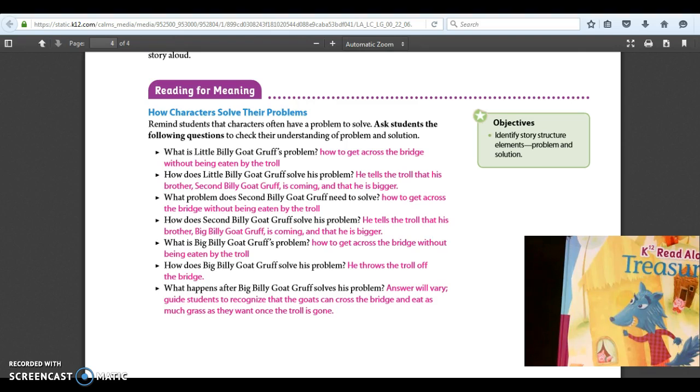Now, what happens after Big Billy Goat Gruff solves his problem? What happens then? If you told your learning coaches that now the goats can cross the bridge and eat as much grass as they want because they don't have to worry about that troll anymore because he's been thrown off the bridge, you are correct. Learning coaches, if your students had a hard time figuring out the different problems and solutions, you may want to go back to the play and reread it again and help them locate the answers.